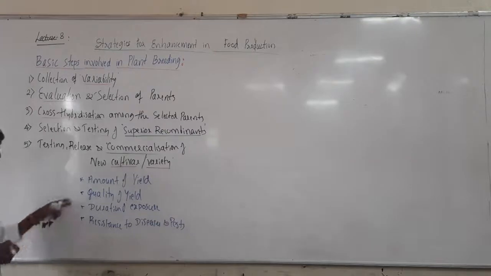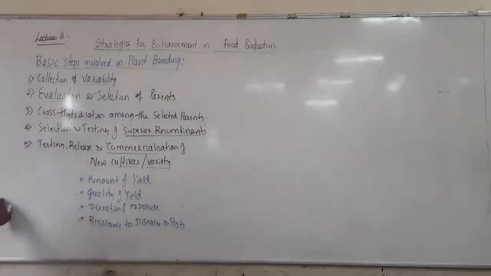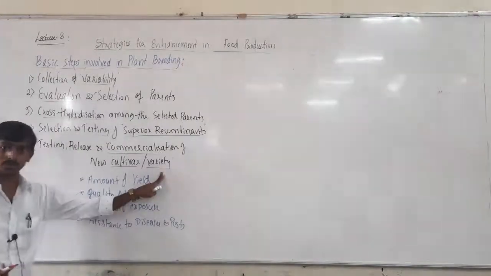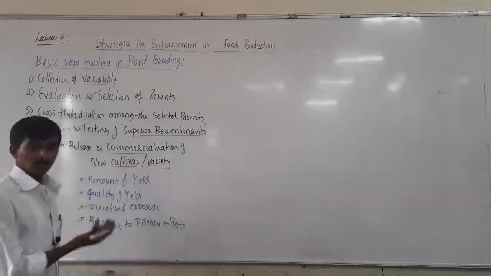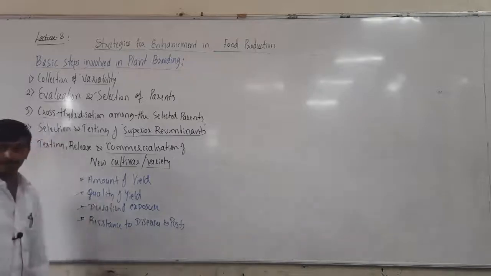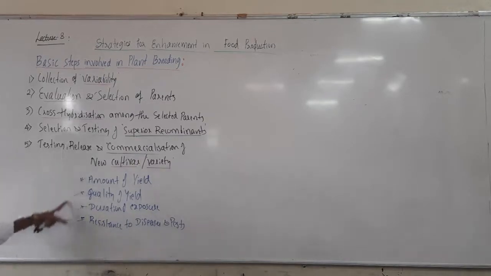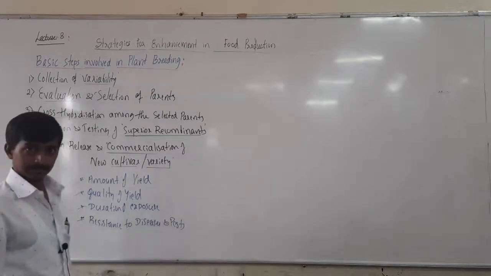So if the plant has all these properties, then that plant will be brought into the market as a new variety, as a new cultivar, so that the farmers can buy those seeds or those germplasm or those seedlings if it is any one of the horticultural crops, right? That is the criteria expected in the new cultivar developed by these 5 steps, right?